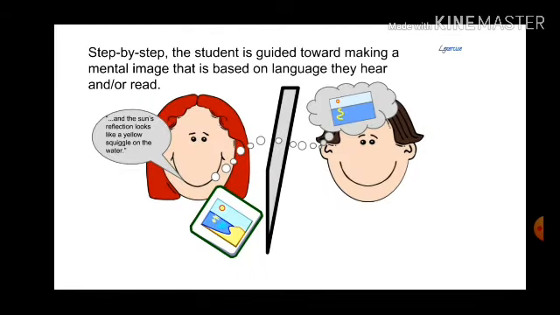Step by step, the student is guided towards making a mental image that is based on language they hear or read. For example, she says that the sun's reflection looks like a yellow squiggle on the water, and he tries to imagine what she talked about.